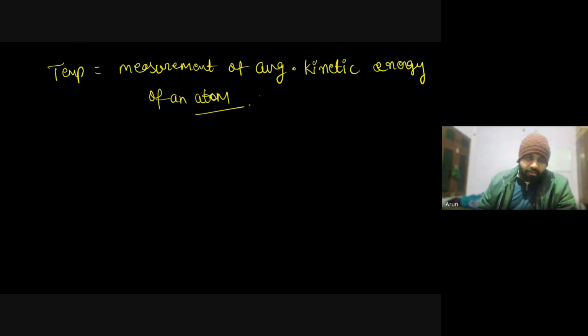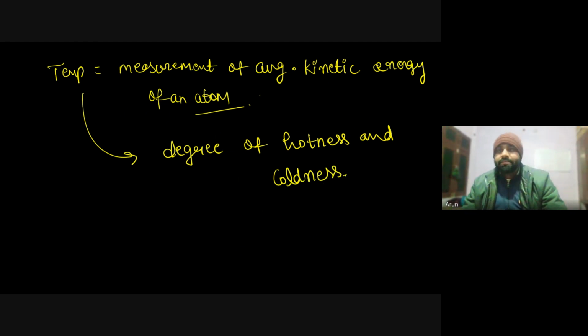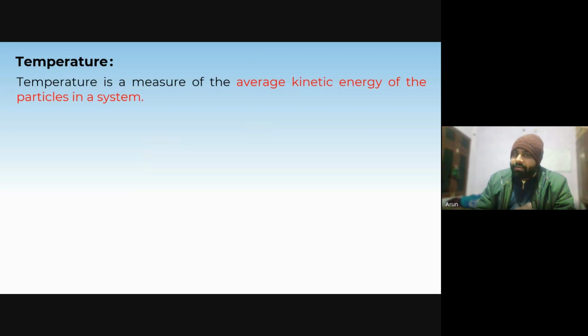Got it? And it is also the degree of hotness and coldness. Now, how hot the system is, how cold the system is, we will decide by measuring the temperature of that system. Okay. Now it is easier to crack for you. So temperature is the measurement of average kinetic energy of the particles in a system.